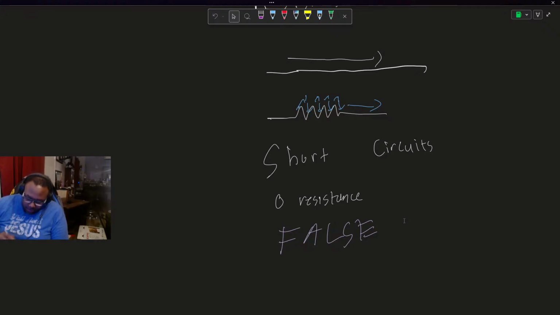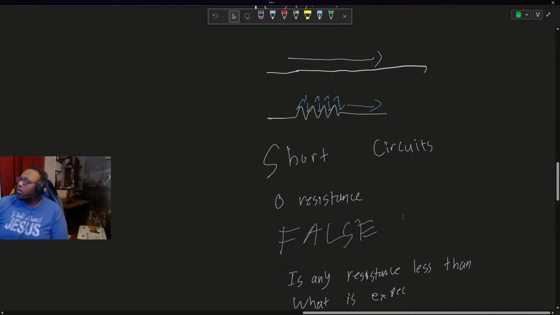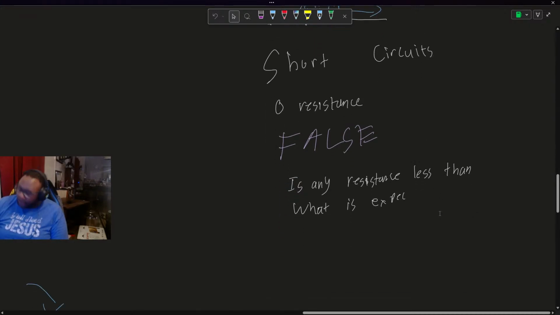A short circuit is any resistance less than what is expected. Alright, so I'm assuming there's a difference between expected and actual. Well, yes, there's a difference between expected and actual, but when I say expected, I mean within reason.